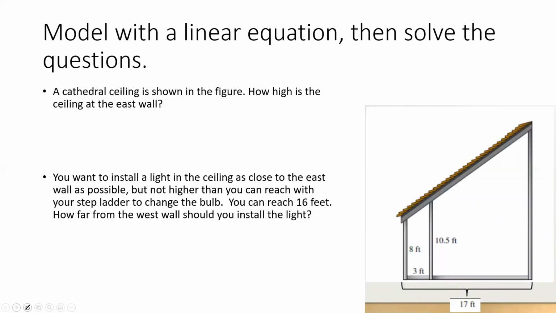For this problem, our directions tell us to model with a linear equation. So we've talked about a linear equation before, and we know that that would have the formula y equals mx plus b. And it says then, solve the question. So let me read. We have a picture, and it says a cathedral ceiling is shown in the figure. How high is the ceiling at the east wall?